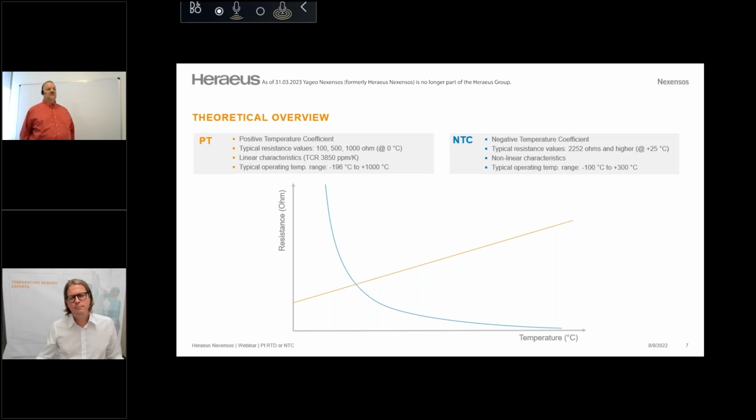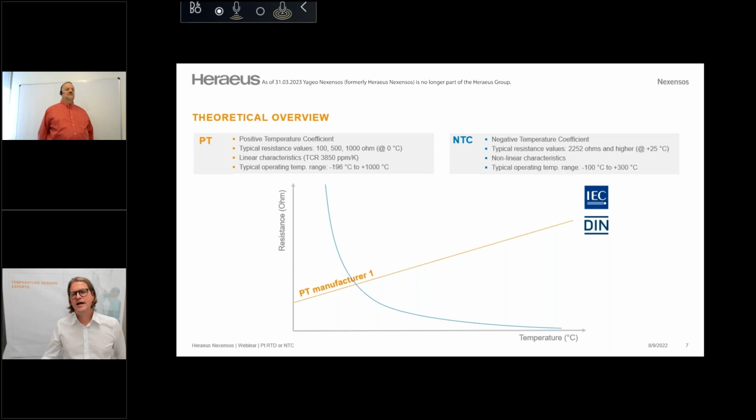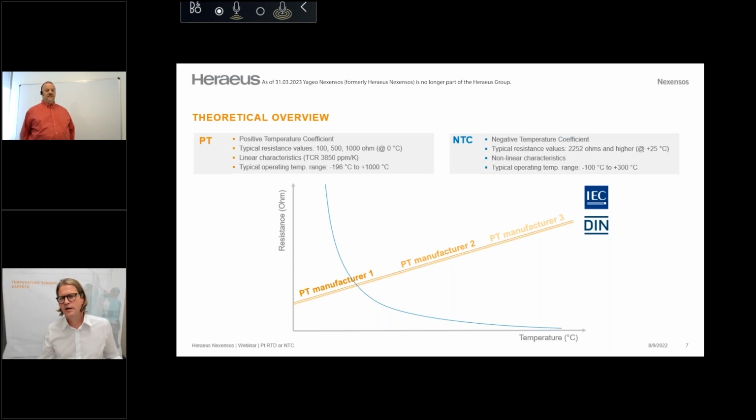Big advantage for the PT is, in general, that this curve is standardized. This is standardized in the DIN and the IEC. And if you have different manufacturers, then you will see they follow all those standards, and you can exchange manufacturer A to manufacturer B, or manufacturer 1 to manufacturer 2 or 3 directly, because they are all fixed in those characteristics and written down in the norms.